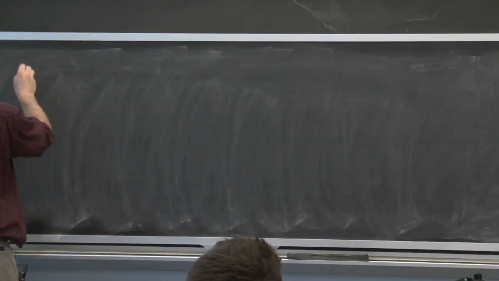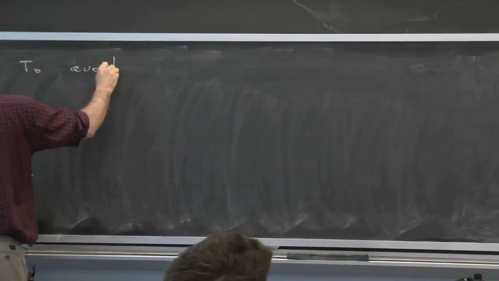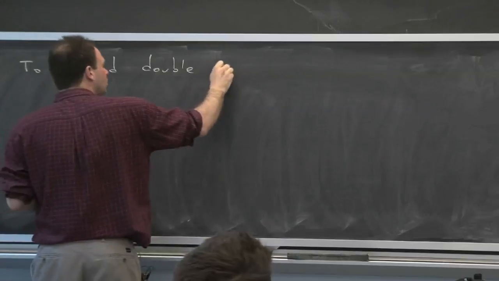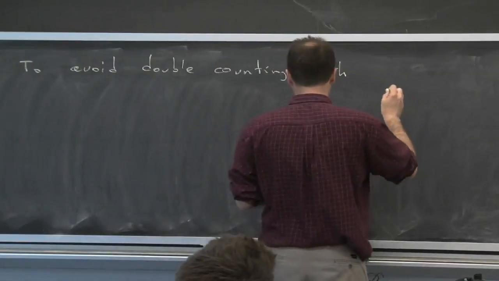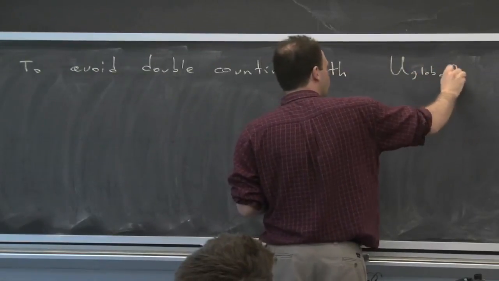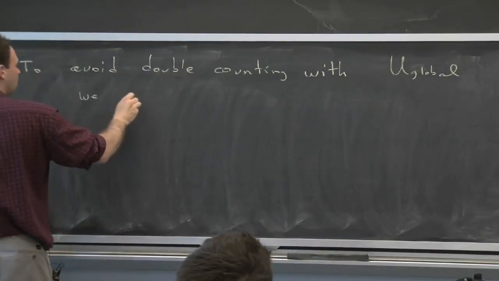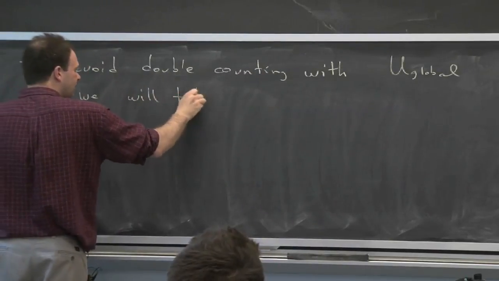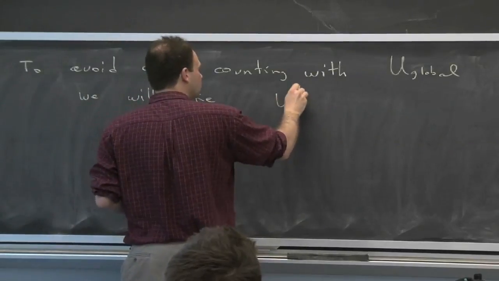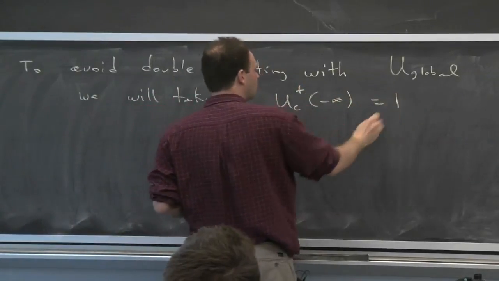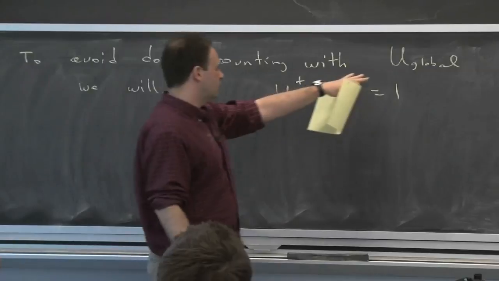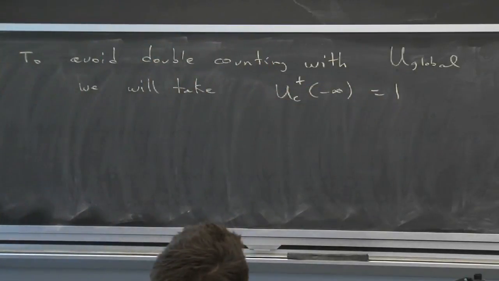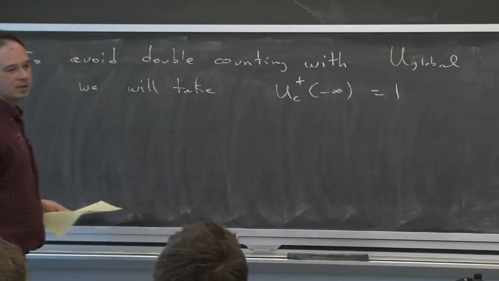So let me do the following. To avoid some double counting with what I called U global, since U global acts the same everywhere, let's just simply take UC dagger at minus infinity to be 1. So this is at some particular space-time point, we take it to be 1. And that, since U global will transform at that point, we then know there's no overlap between UC and U global. OK? That's enough to ensure that.